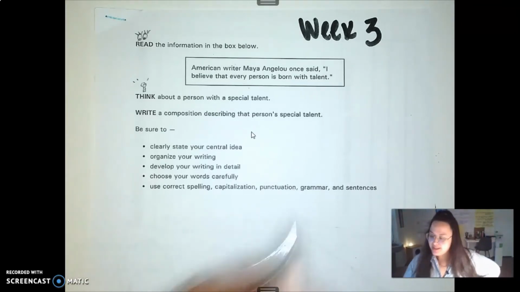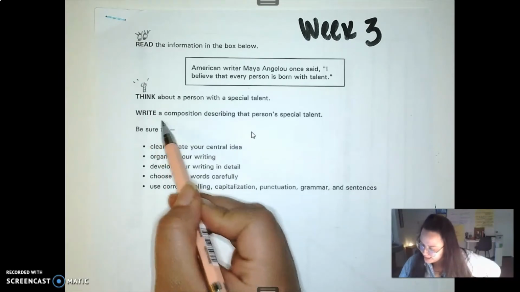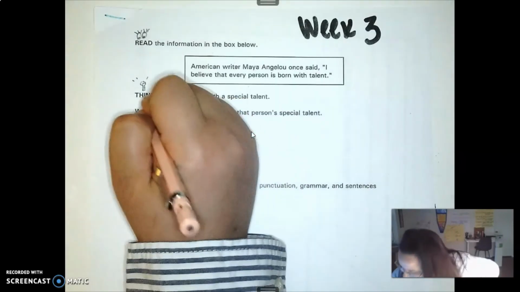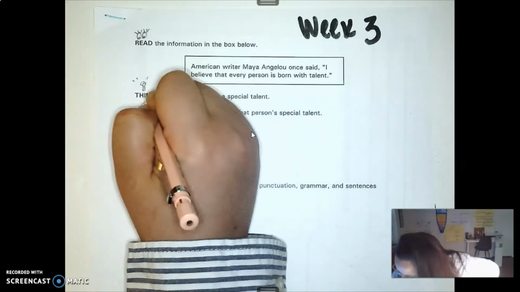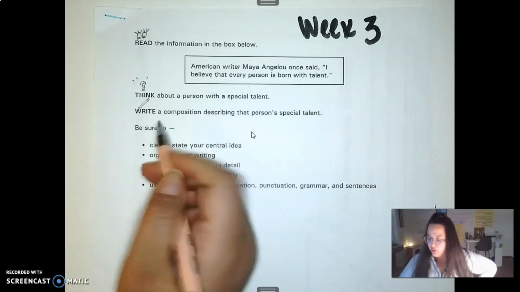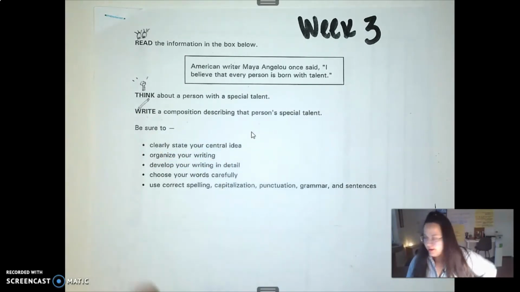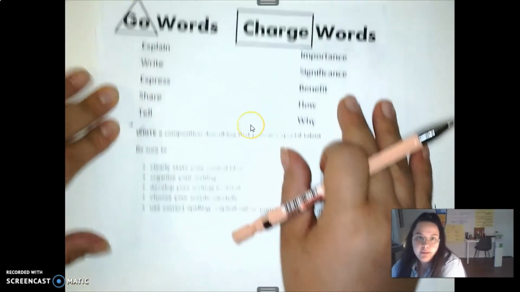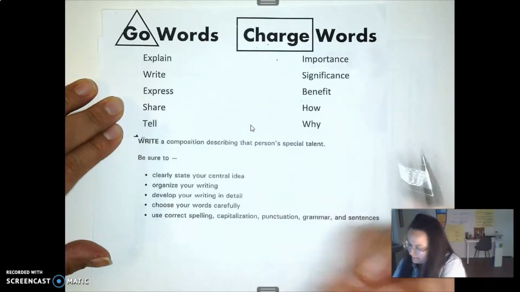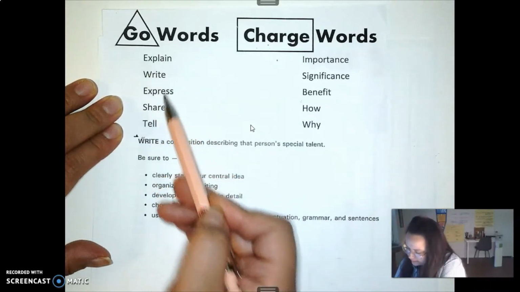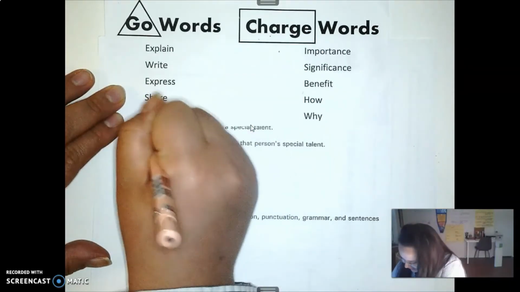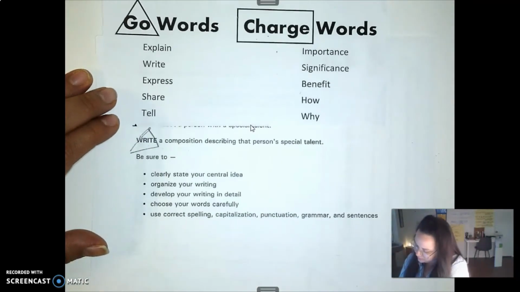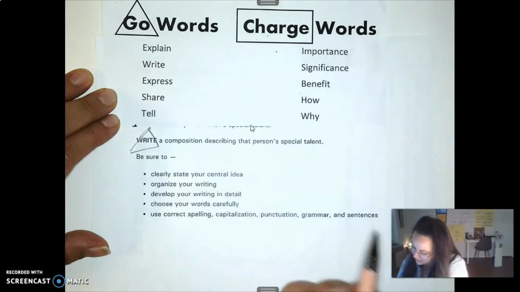All right, let's move on to the next step. Write a composition describing that person's special talent. So I'm going to go ahead and draw my little pencil because this is the one that we're going to focus on. All right, so remembering that we are shaping the prompt, I'm going to focus on the prompt. And let's go through it. Let's find the go word. It's the same word as last week. It's write. So go ahead and put a triangle around the word write. All right, so this is our go word.